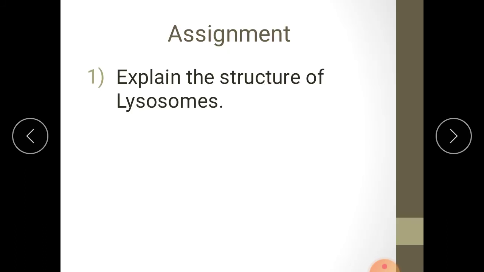So the assignment on this chapter is: explain the structure of lysosomes. In brief, try to give its structure. A lysosome is a membrane-bound vesicle-like structure synthesized by the Golgi complex and containing hydrolytic enzymes which are necessary for the digestion of food substances as well as killing foreign bodies. So explain the structure of lysosomes.